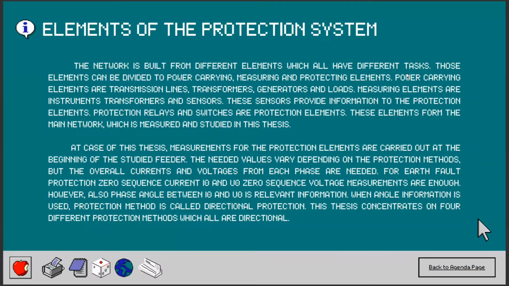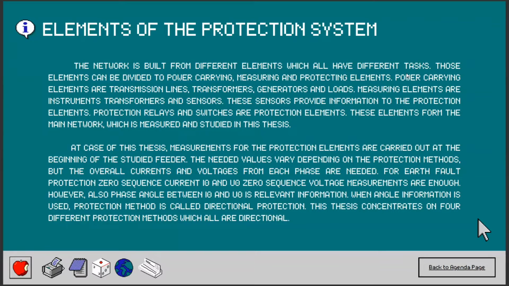So these are the protection elements. These elements form the main network which is measured and studied. So the measurements for the protection elements are carried out at the beginning of the studied feeder. The needed values vary depending on the protection methods, but the overall currents and voltages from each phase are needed.